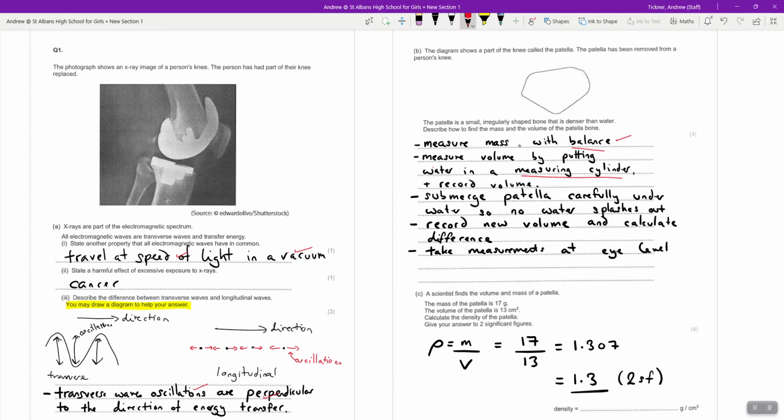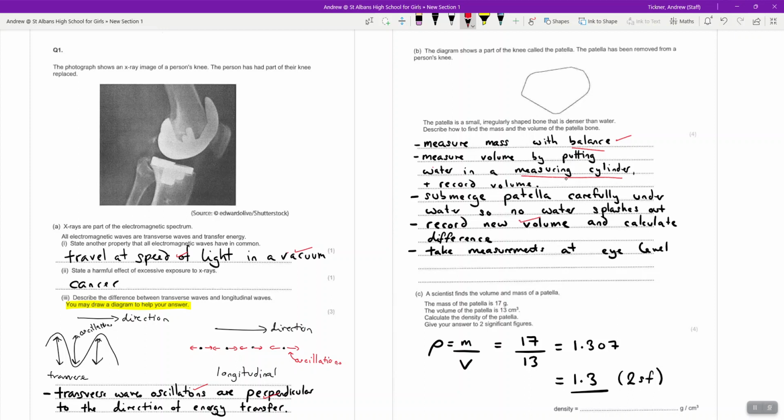The second mark is for giving the idea of how you're going to get volume, and that is using what they call the displacement method: any method where you throw it into water and see the water level rise, or catch some water that's come out of the thing called the Eureka can. So here I'm saying I'm measuring the volume by putting water in a measuring cylinder and recording the volume as it is, so the amount of water put in. Submerge the patella carefully under the water so no water splashes out. Record the new volume and calculate the difference. This bit here is saying that I'm doing the displacement method because I'm putting it underneath, so that gives me a mark there.